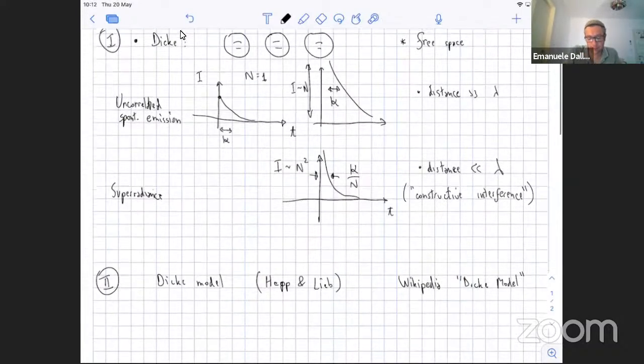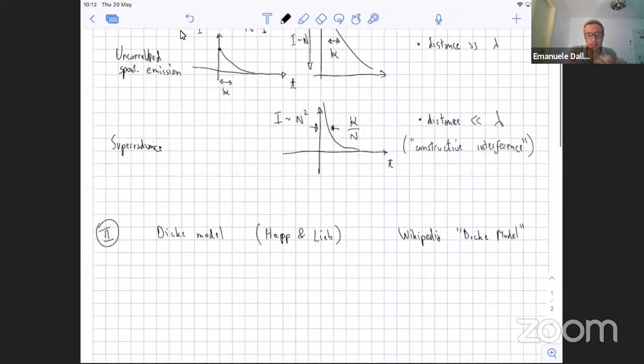Okay, so what is the Dicke model? The Dicke model has essentially the same flavor. That's why the same name was used. There are also some similarities, but also important differences, which I will mention. The Dicke model is actually a model of n two-level systems that are placed inside a cavity. So that's the key difference. The Dicke model is in a cavity.